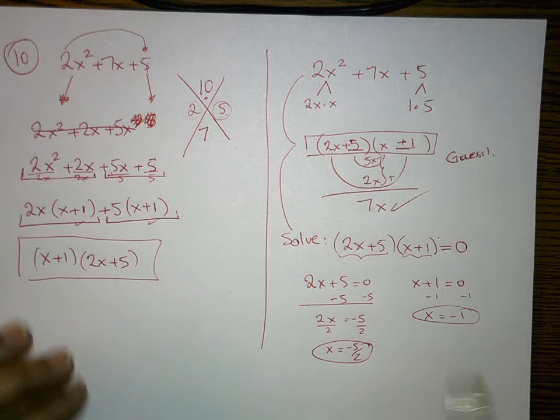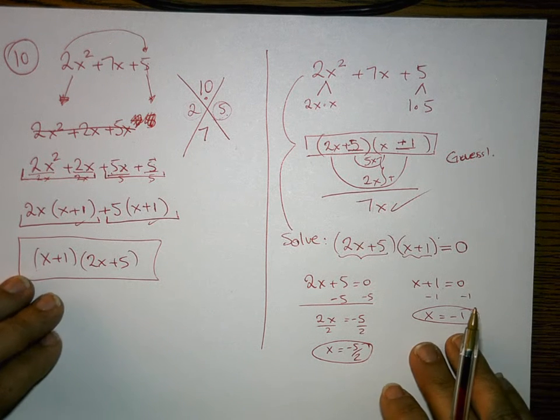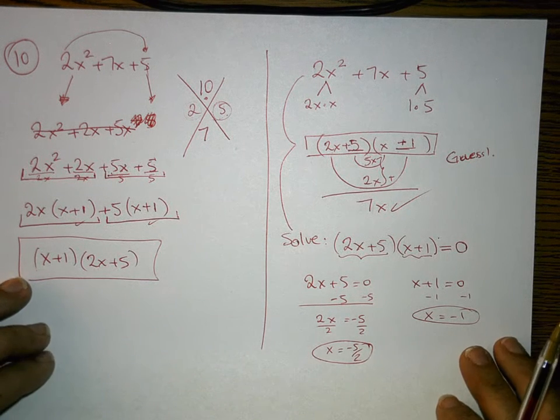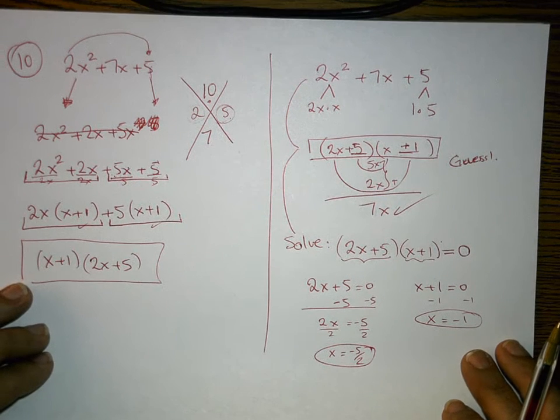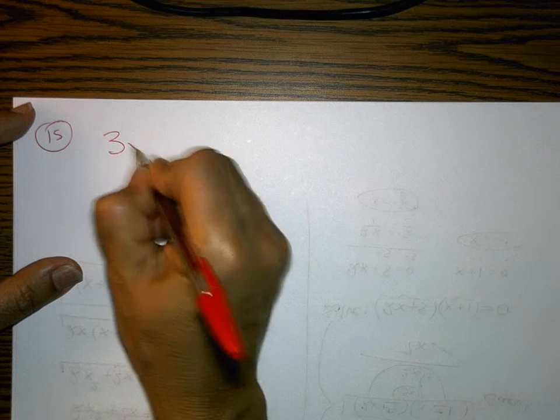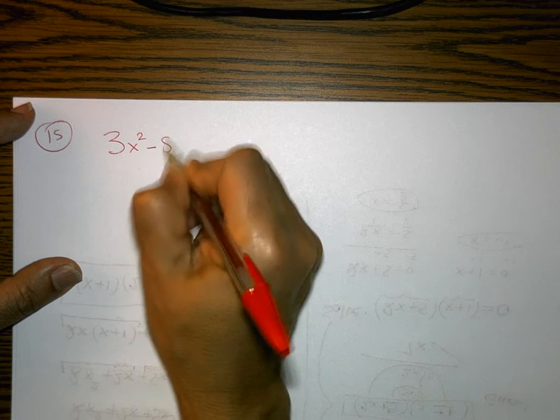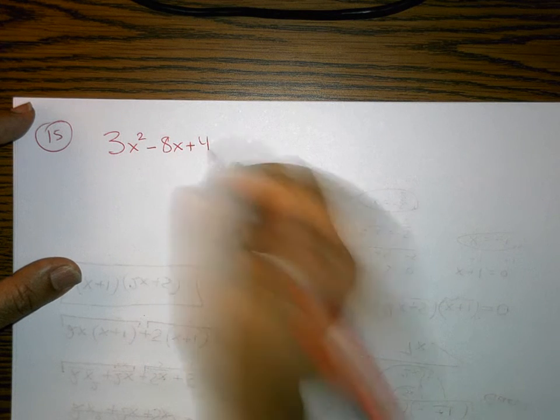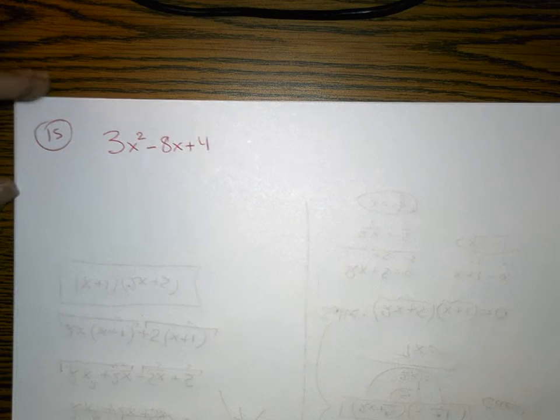Okay? All right. Let's just do one more, and that will conclude. I'm trying to stay under 25 minutes here. Let me just do one more from beginning to end. I'm going to do number 15. So number 15 is 3x squared minus 8x plus 4. And this one, I'm only going to do the guess and check method.